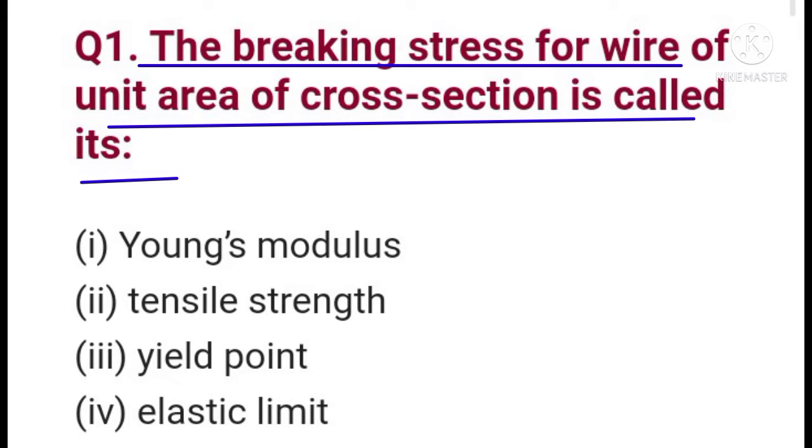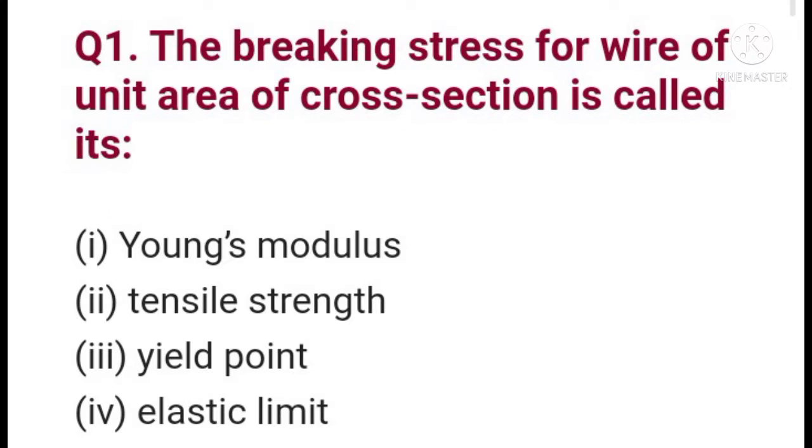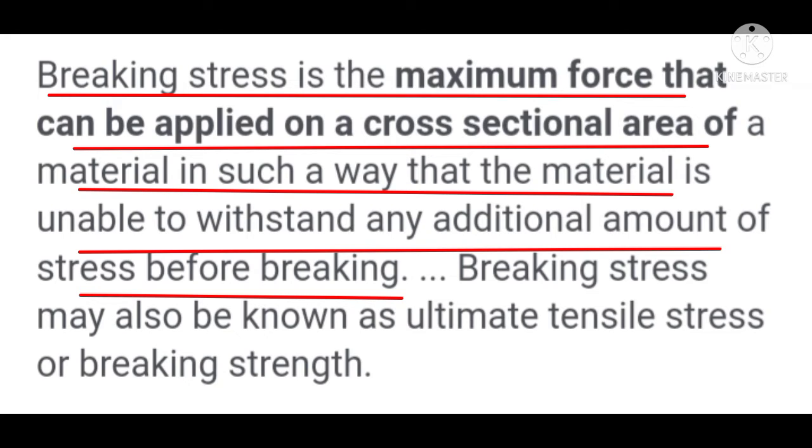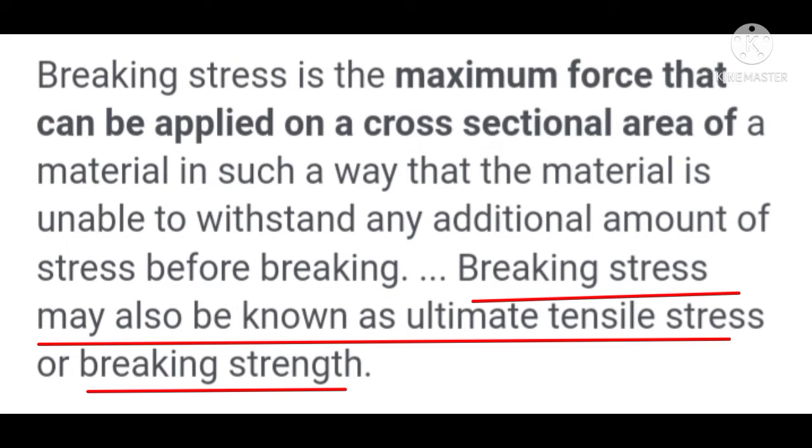Question number 1. The breaking stress for wire of unit area of cross section is called its first option Young's modulus, second option tensile strength, third option weld point, fourth option elastic limit. We know that breaking stress is the maximum force that can be applied on a cross-sectional area of a material in such a way that the material is unable to withstand any additional amount of stress before breaking. Breaking stress may also be known as the ultimate tensile stress or breaking strength.